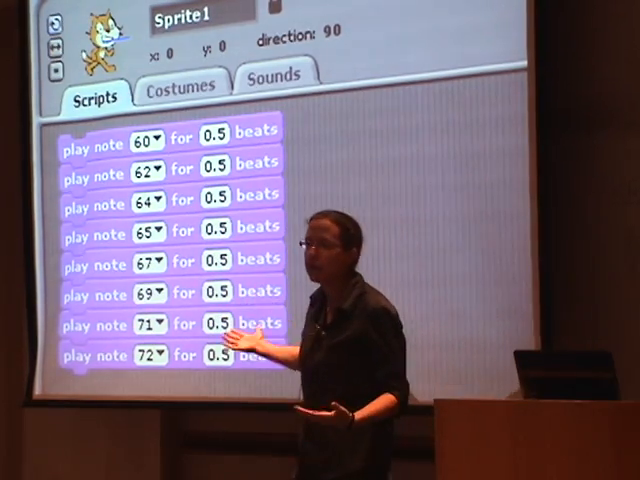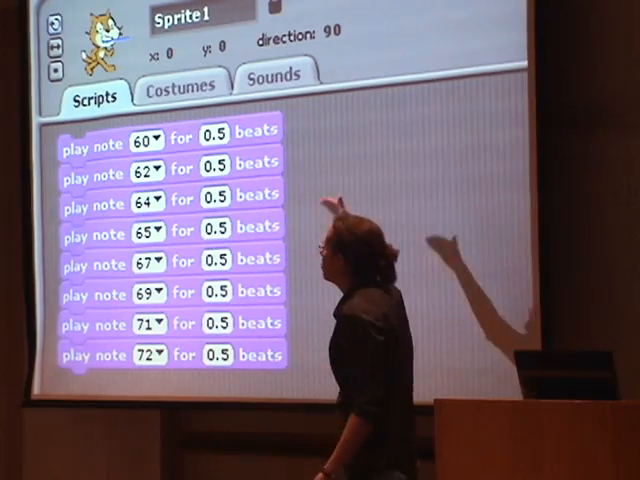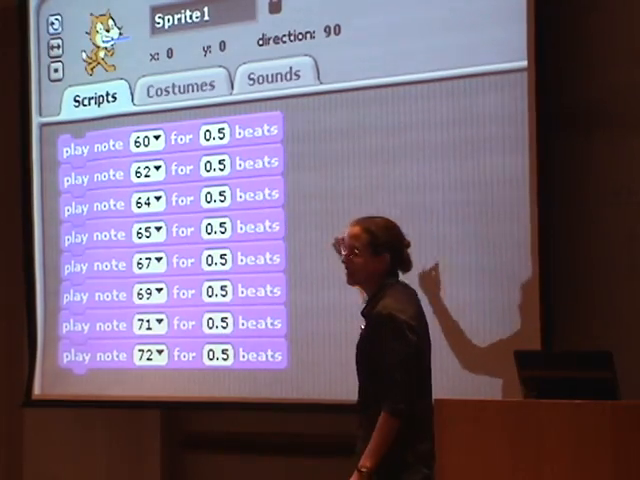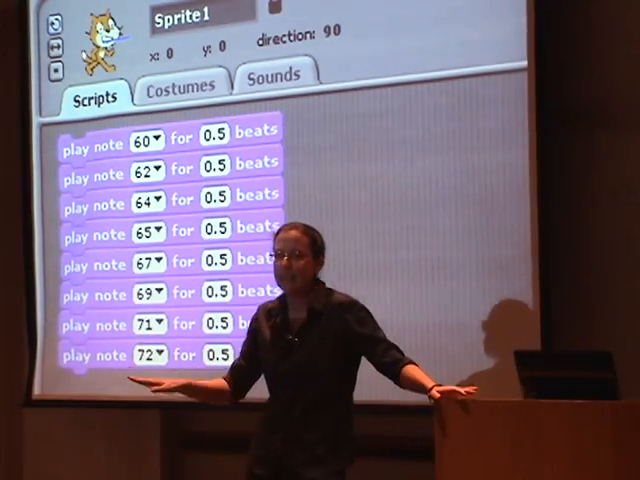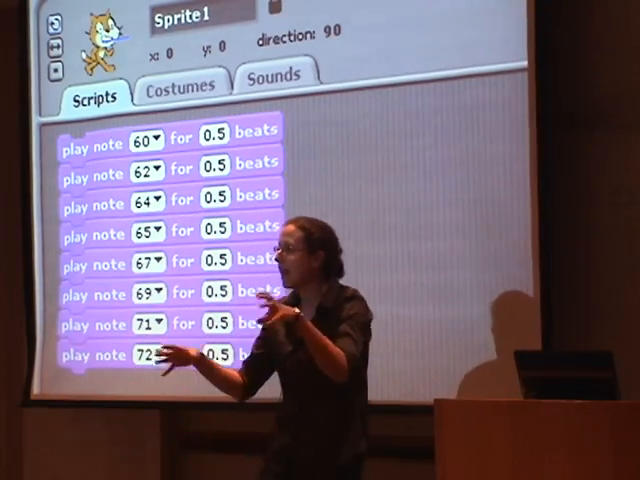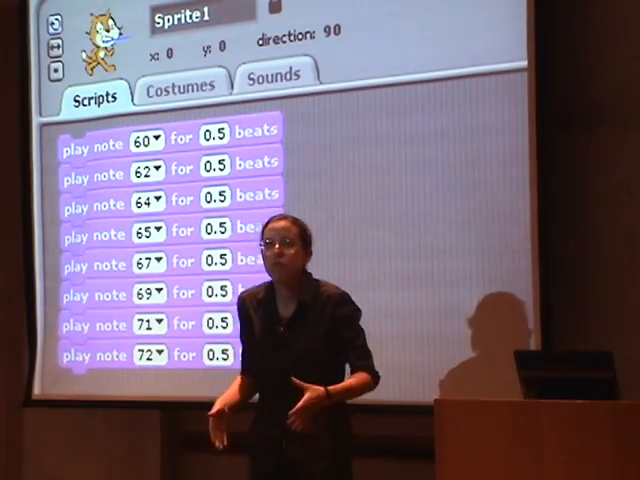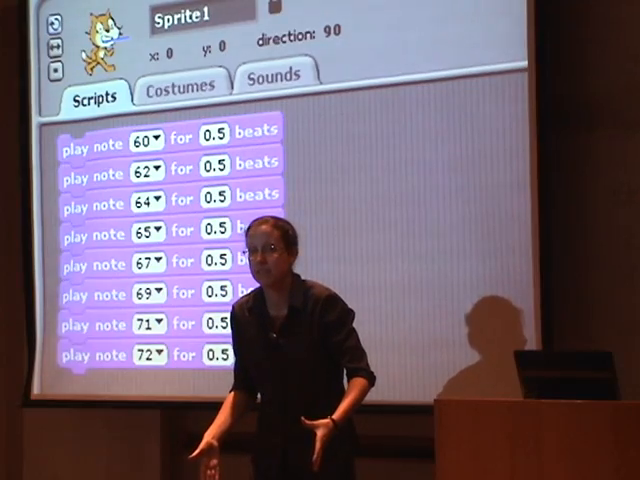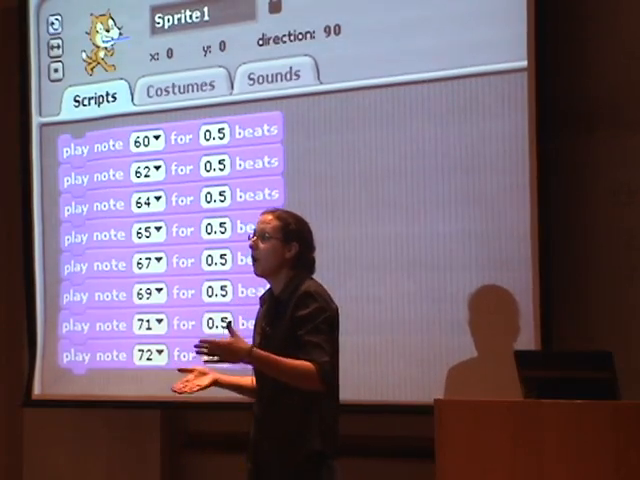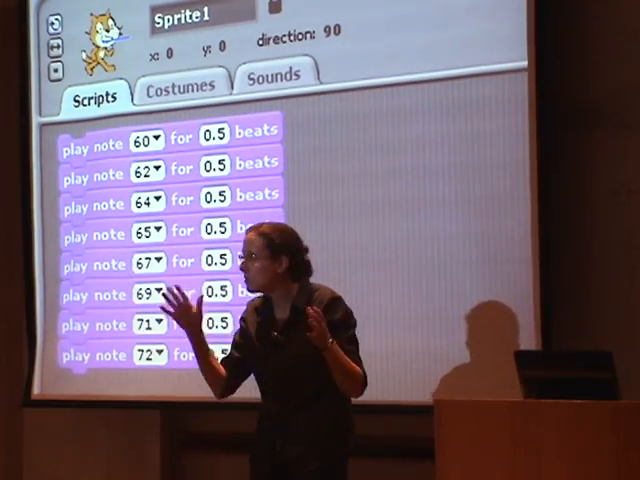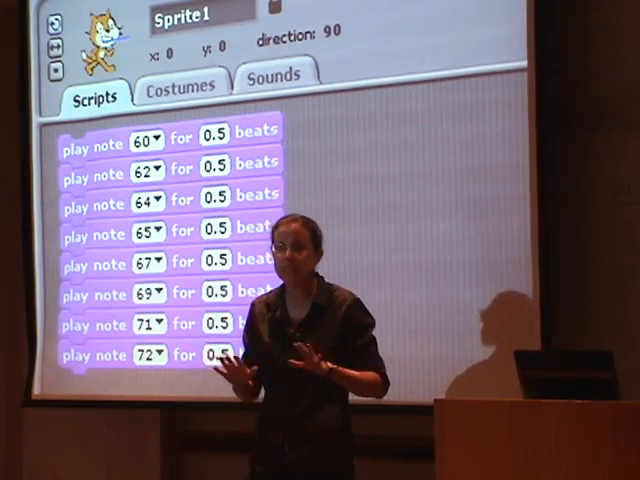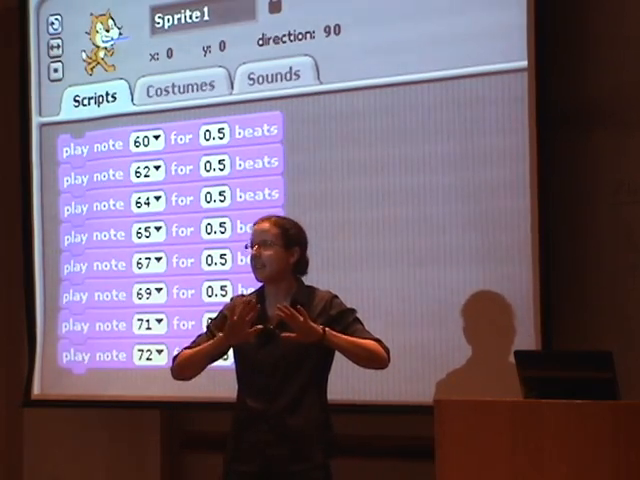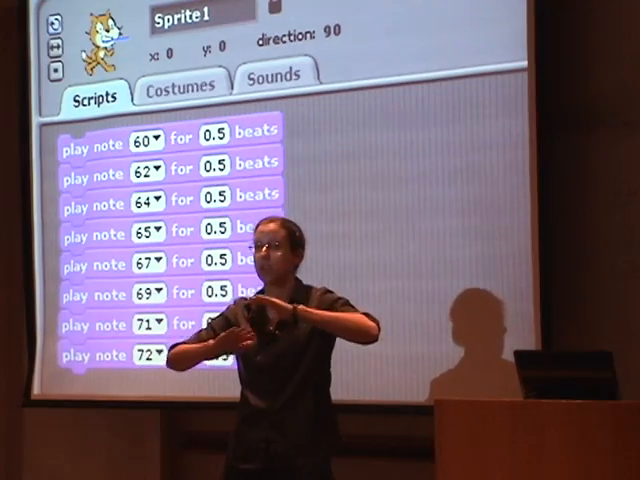And with the sounds, it's really obvious, right? That note 60 plays, then 62, then 64, then 65. It's obvious. But when I tell my character to move forward 10 pixels, and tell my character to turn right 15 degrees, it all happens so quickly on the computer that your students can't figure out that it happens at separate times. It happens sequentially.